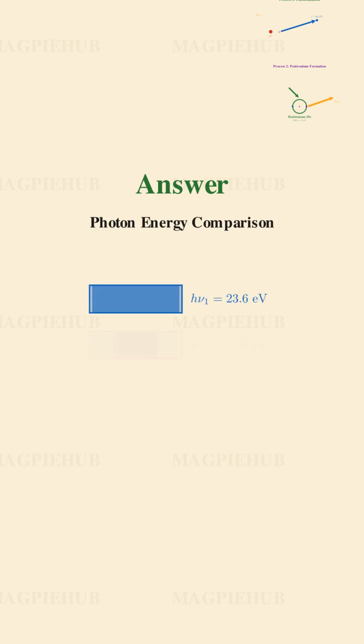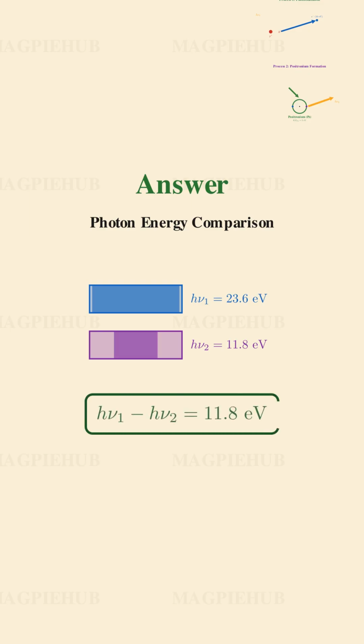Nu1, the absorbed photon, has energy 23.6 eV. Nu2, the emitted photon during positronium formation, has energy 11.8 eV. Their difference is exactly 11.8 electron volts.